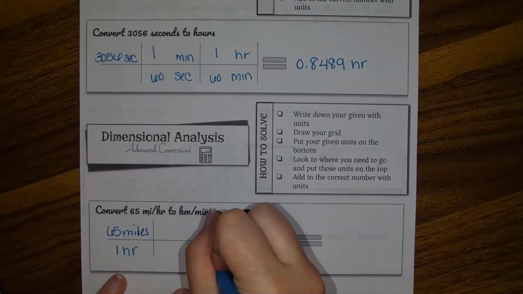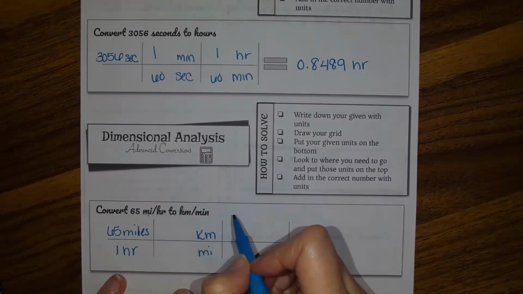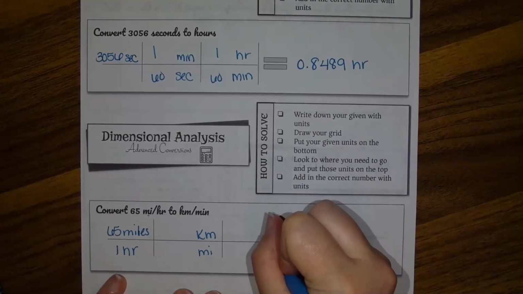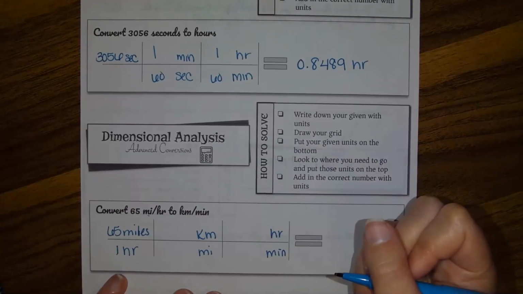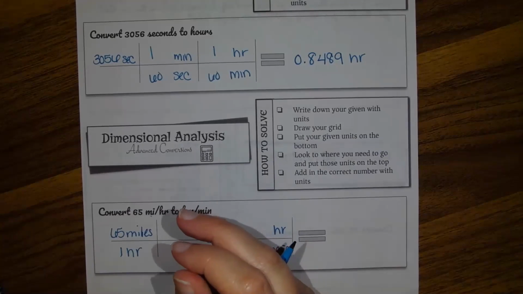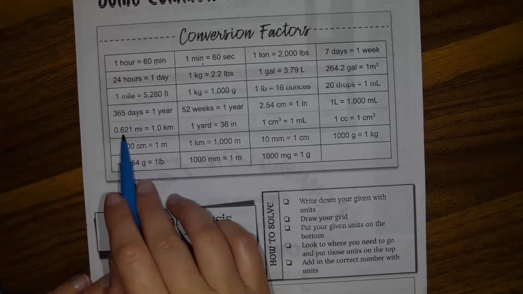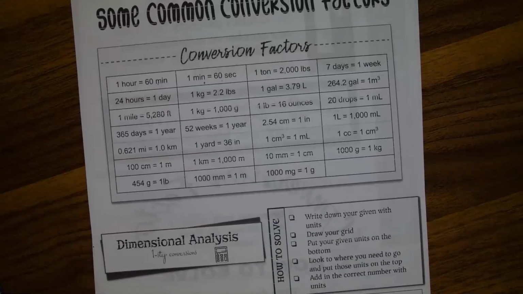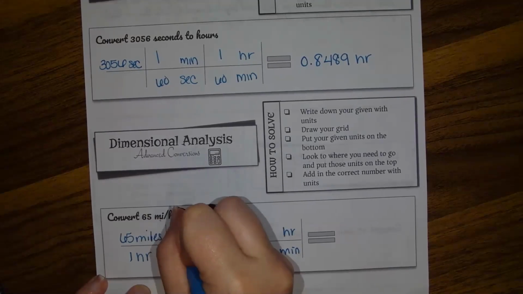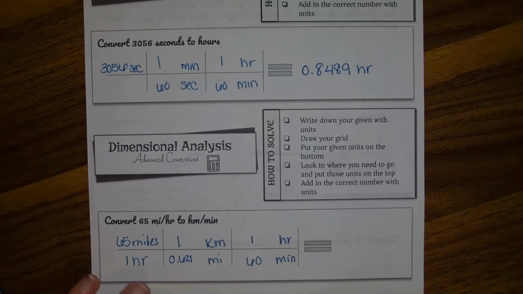That's saying per 1 hour. So I want to go from miles to kilometers on the top. But here's a little different. I want minutes on the bottom. So I need to put my hours on the top and my minutes on the bottom. So if I look at what my conversion factors, I should have them for both of these. So let's find one. I have 0.621 miles per 1 kilometer. So I'm going to put 0.621 miles per 1 kilometer. And I already know that I have 1 hour is equal to 60 minutes.